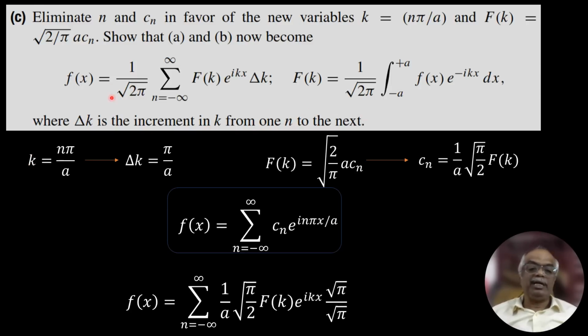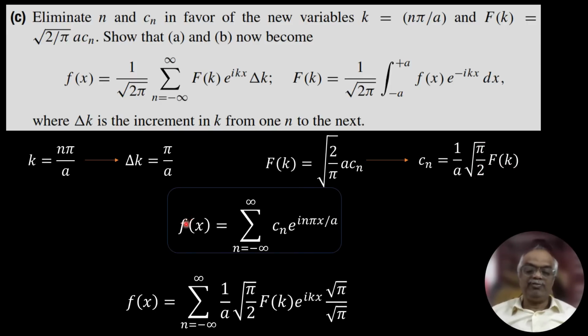So, as per the problem, k is equal to n pi by a. Delta k is the increment from one n value to the next n value. That means delta k is equal to pi by a. Then what is F of k? F of k is given as per the problem as square root of 2 divided by pi a Cn. Naturally, Cn will be, you bring this a to the other side, 1 over a, and this also to the left hand side, that is square root of pi by 2 F of k.